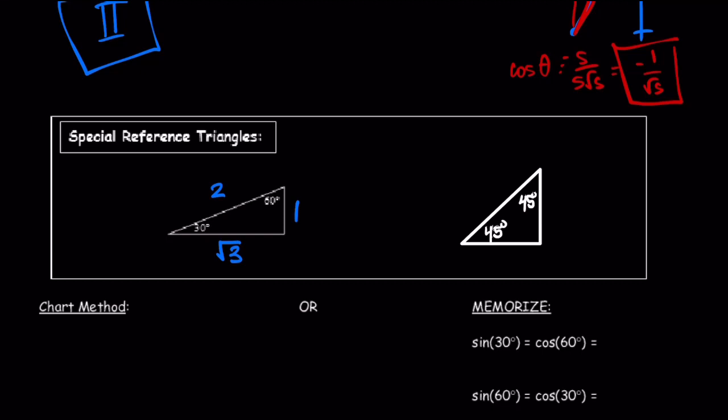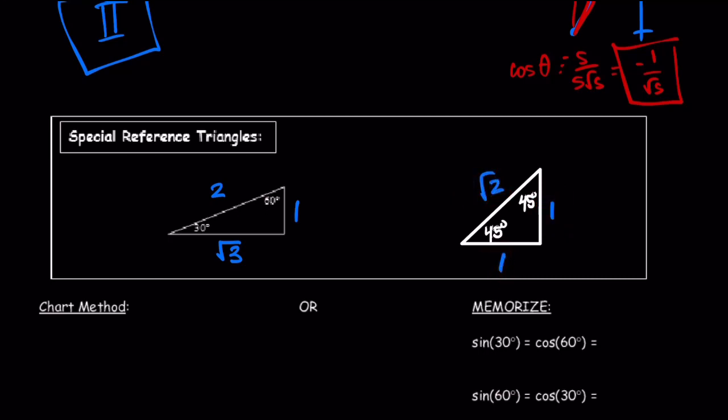For my 45, 45, 90 right triangle, notice it's isosceles, right? These two sides would be the same. So if I designate each one of those with a side of 1, using Pythagorean theorem, 1 squared plus 1 squared equals x squared. 1 plus 1 is 2. This side is square root 2. Now that's just the ratio. So same thing. If this was 7, that would be 7, and this would be 7 square root 2.